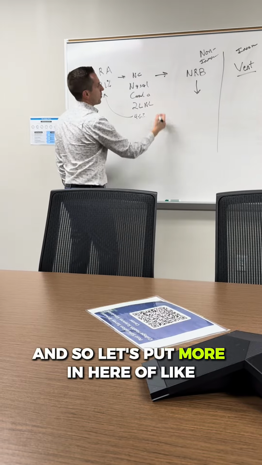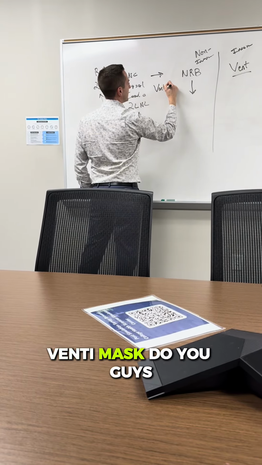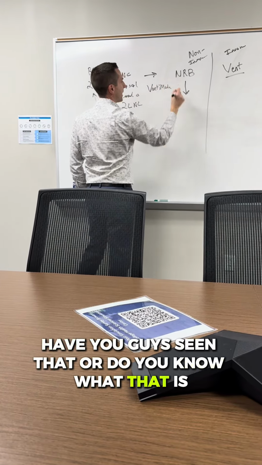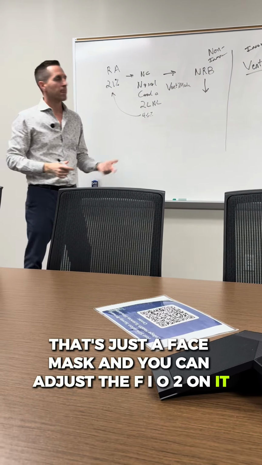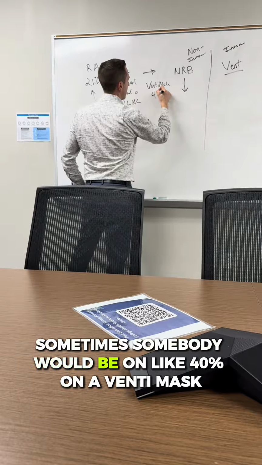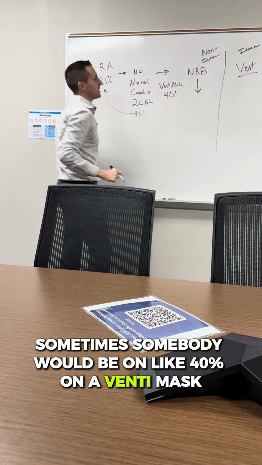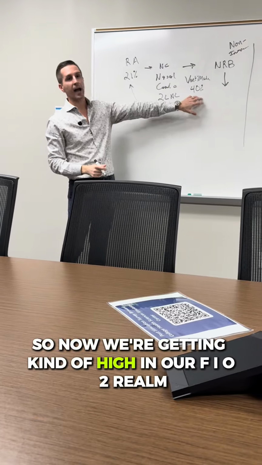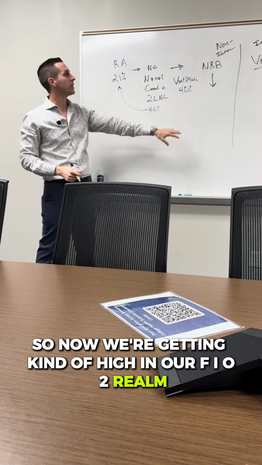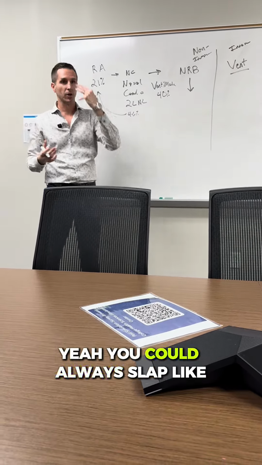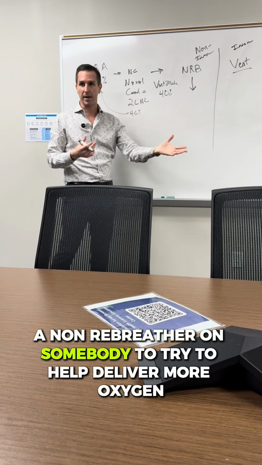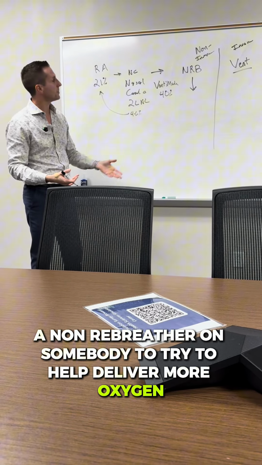And so let's put more in here, like a venti mask. Have you guys seen that or do you know what that is? That's just a face mask and you can adjust the FiO2 on it. So sometimes somebody would be on like 40% on a venti mask. So now we're getting kind of high in our FiO2 realm. Then all of a sudden they're not doing so hot. That patient that coded, if you didn't have anything, yeah, you could always slap a non-rebreather on somebody to try to help deliver more oxygen.